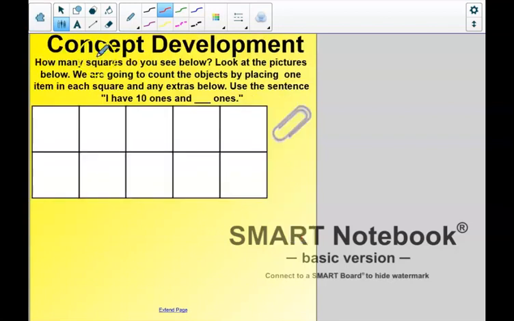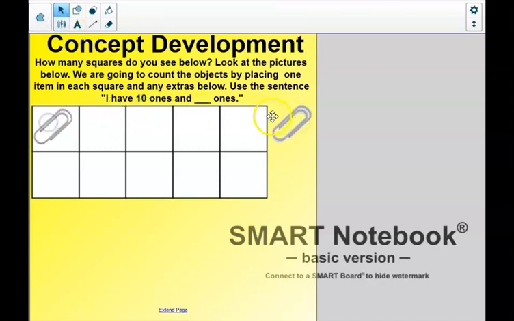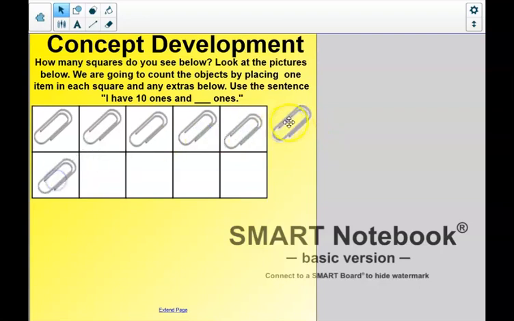All right, here we go. We're going to fill in our 10 frame like we did the other day. And then we're going to say I have 10 ones and blank ones, or how many tens and ones we have.